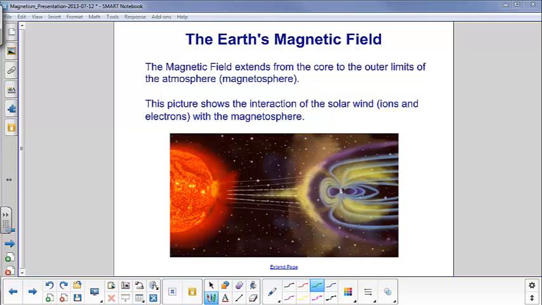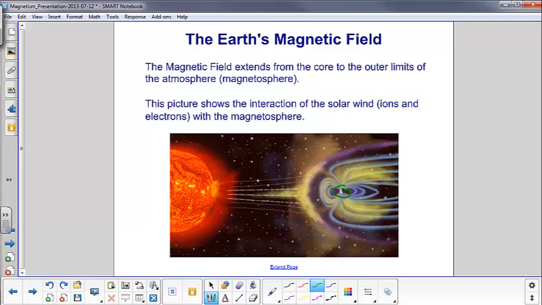The magnetic field of the Earth extends from the core of the Earth all the way to the outer limits of the atmosphere, in a region that's called the magnetosphere. This is a very cool picture, obviously not drawn to scale. This is the Sun, and this little guy right here is the Earth. These lines show the interaction of the solar wind, which is protons, electrons, and other ions that are shot off by the Sun continually, and they bombard the Earth.